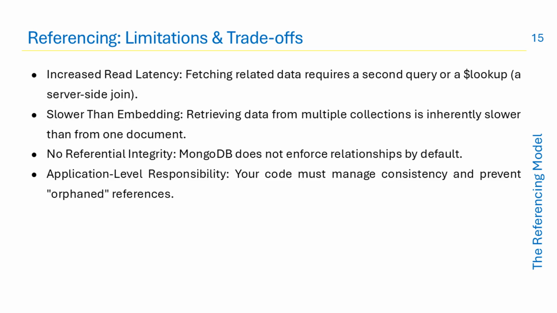The other critical point, especially for those coming from a SQL background, is that MongoDB does not enforce referential integrity. It is entirely possible to delete a publisher document while books still reference its ID. This creates what we call orphan references, links that point to nowhere. This means the responsibility for maintaining data consistency shifts from the database to your application. Your code must be carefully designed to manage these relationships, for example, by performing two-step updates or cleanups when a document is deleted. This adds a layer of complexity to your application logic.